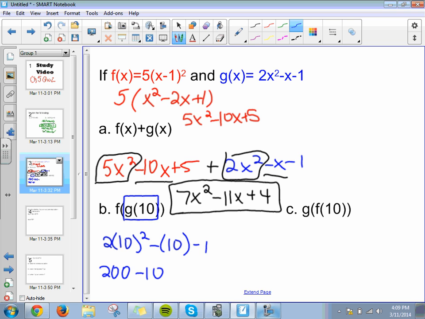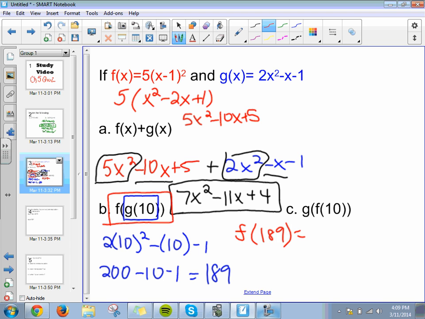So we should have 200 minus 10 minus 1. So 200 minus 11, we'll be left with 189. We then take that number and plug it into our f of x function. So what we then want to find is f of 189, which is going to be a huge number.